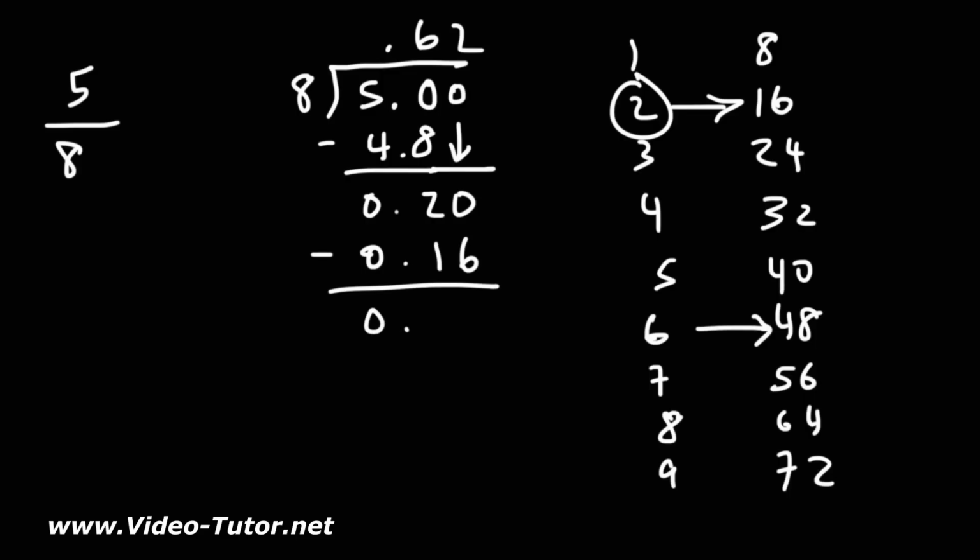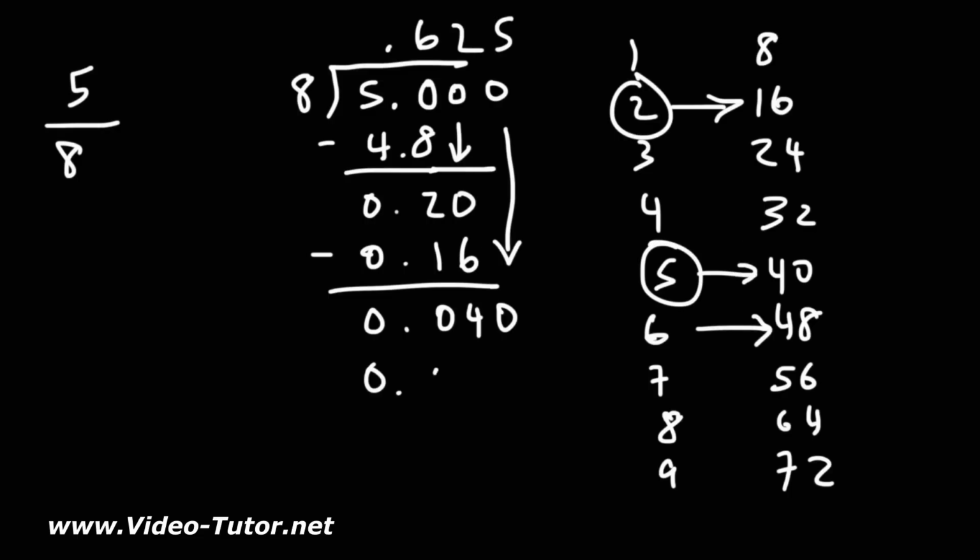Now 20 minus 16 is 4, so 0.20 minus 0.16 is 0.04, and we need to bring down another 0. How many times does 8 go into 40? 8 goes into 40 5 times, so we're going to put a 5 here, so this is going to be 0.040, and now we have a remainder of 0. Once a remainder is equal to 0, the quotient will be your answer.